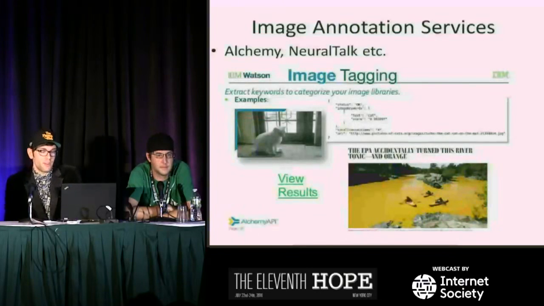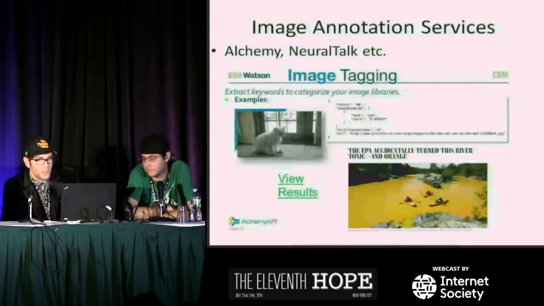Just to show you how robust it is, this is an example of a horribly polluted river that's orange, but it's still able to detect that those people were kayaking in the river and was able to say, hey, this is a body of water, even though it was a different color than water would normally be.